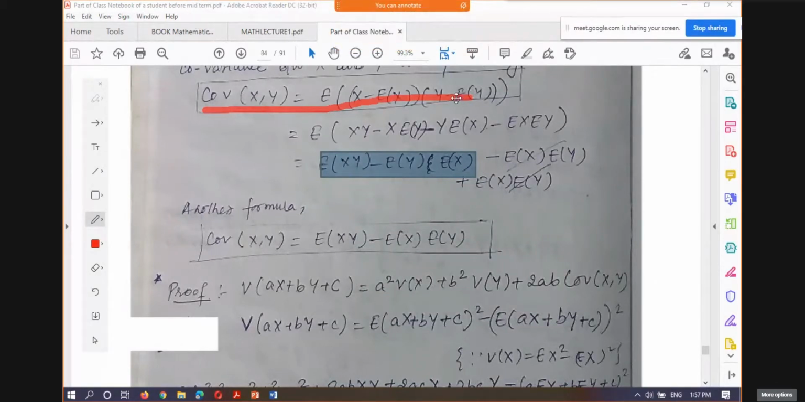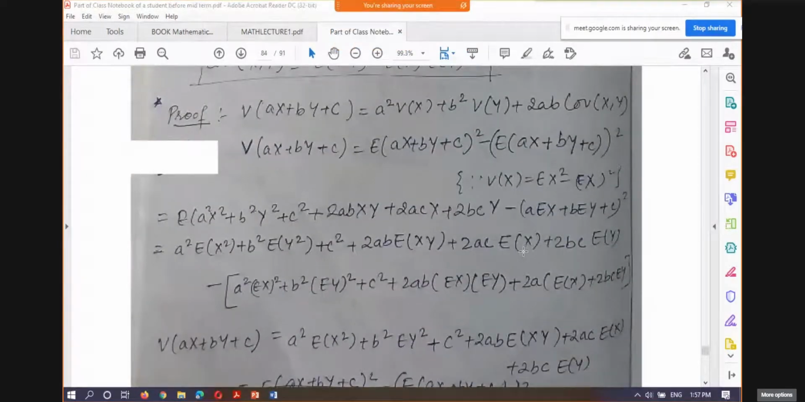So some people use this formula to calculate the covariance between x and y. Another one uses this, and I use this one in most cases, but it is your choice. You can use either this one or this one. Even if I ask you in some viva what the covariance of x and y is, you can give any answer: expectation of xy minus expectation of x into expectation of y, or you can say it like this also.